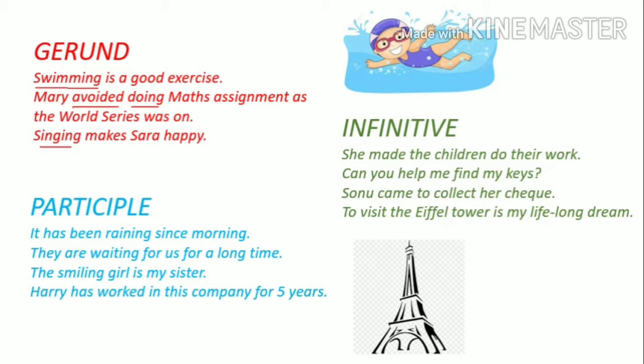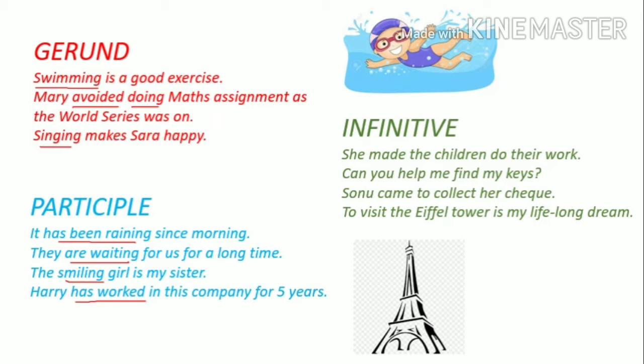Look at the participle. It has been raining since morning. Has been raining is the verb here. You could have written it is raining now. It was raining yesterday. It had been raining. Raining. You could have written something else. But ing will not change. It is raining only all the time. They are waiting. The smiling girl is my sister. Harry has worked. In the first three sentences you have ing, here you have ed. First three sentences have a present participle, the last sentence has a past participle.